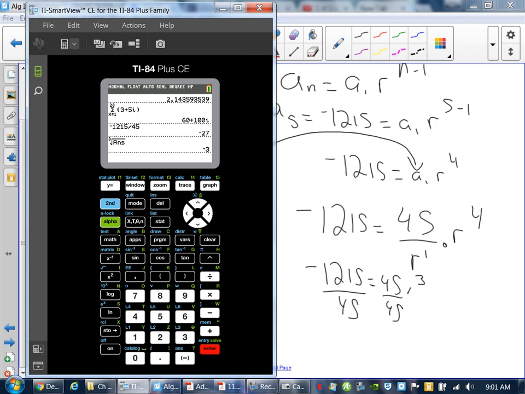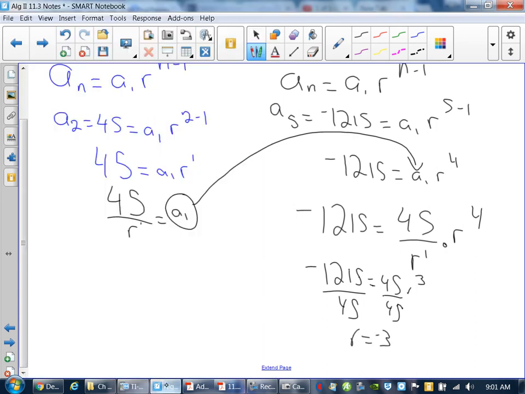So that gives me a rate of negative 3. And if I know my rate's negative 3, that means my first term is?